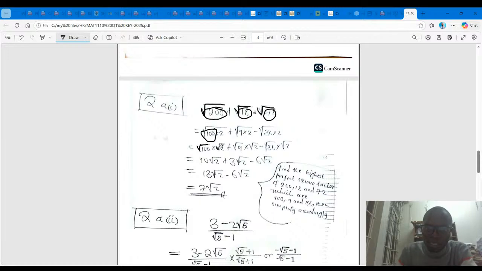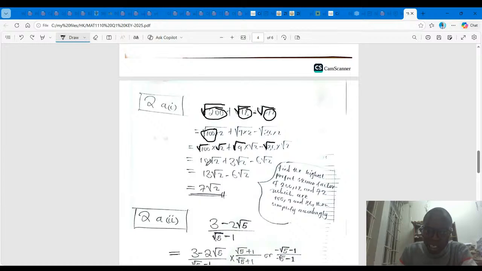So you have this, this, this. Then those perfect squares you can simplify. So perfect squares can be simplified. Root of 100 is 10. Here, root of 9 is 3. Root of 36 is 6. Then do addition and subtraction accordingly.